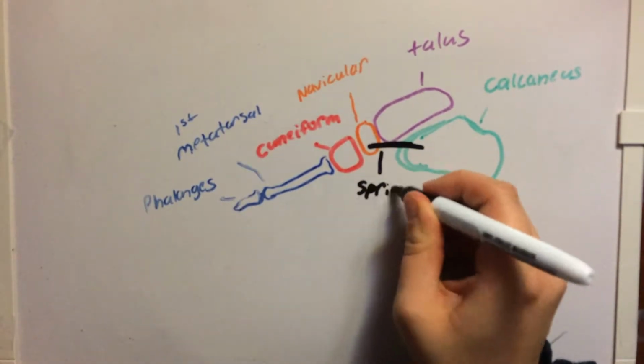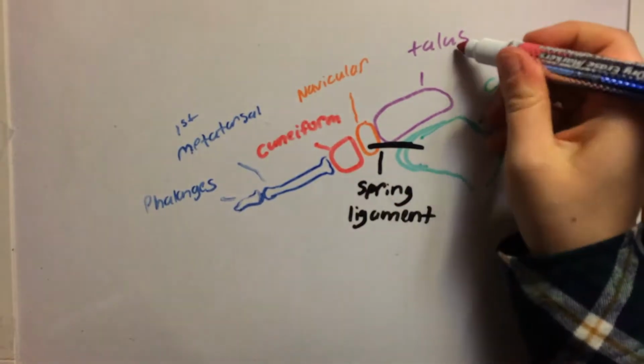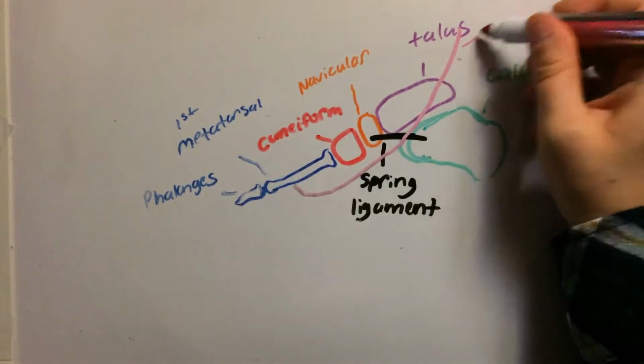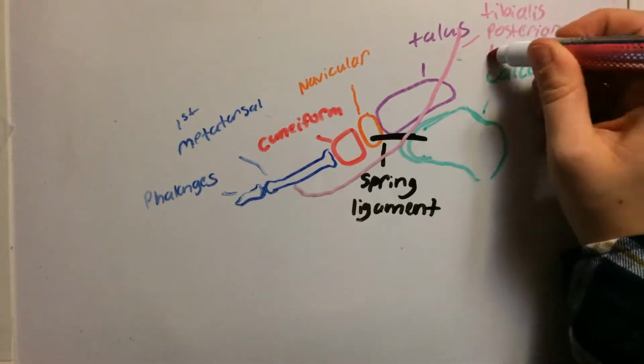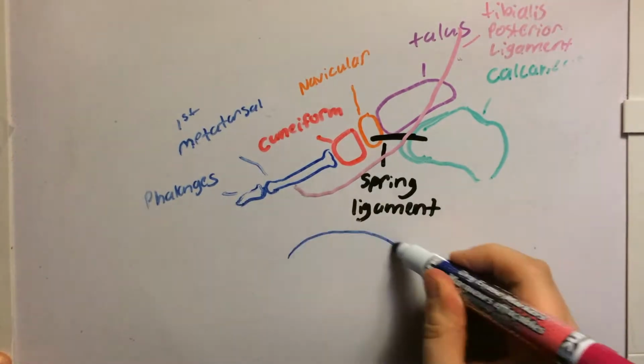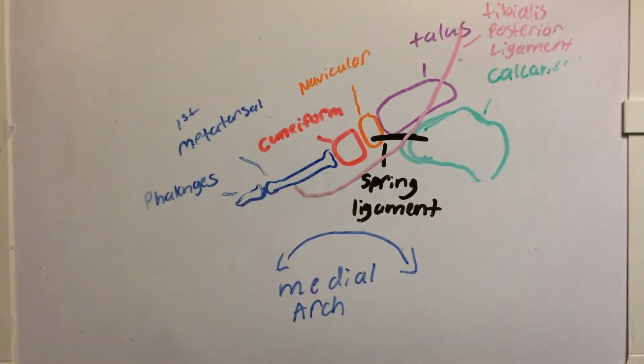The plantar calcaneonavicular ligament, or the Spring ligament, is elastic and is responsible for maintaining the arch. The Spring ligament is supported inferiorly by the tendon of the tibialis posterior.